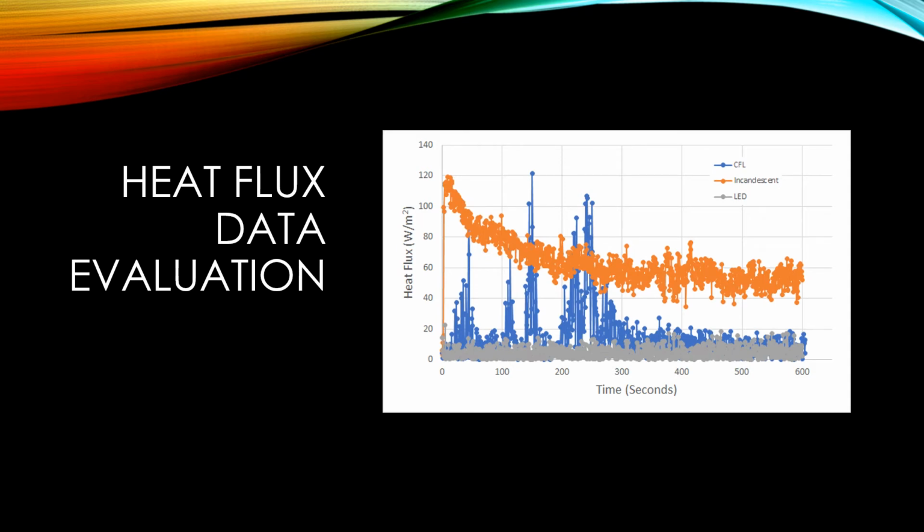So as you can see on the graph to the right, the blue lines and dots represent the fluorescent light bulb, the orange represents the incandescent light bulb, and the gray represents the LED. So as you can see, incandescent was fairly larger than the other values, although the fluorescent light bulb did have a couple peaks, just wasn't very concrete data. And then the LED was all the way at the bottom, producing hardly any heat flux.